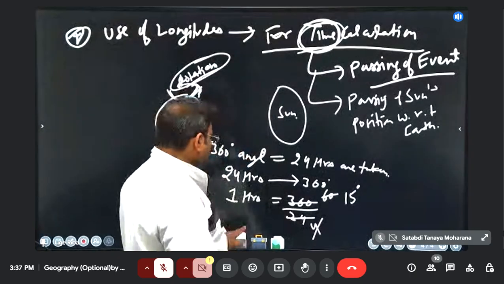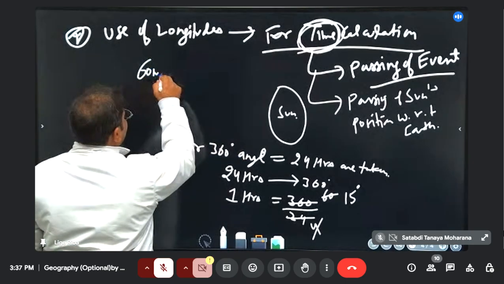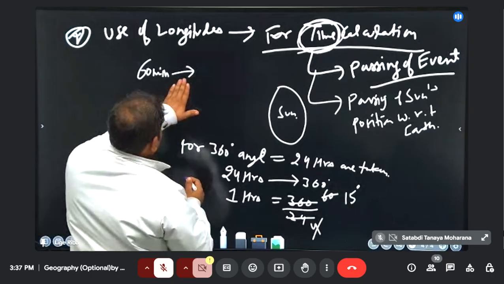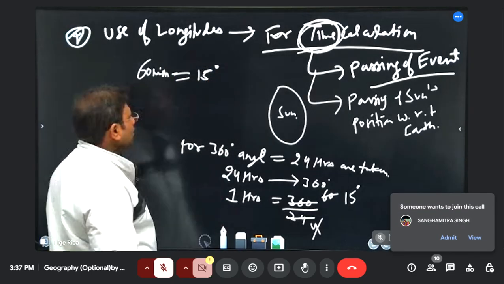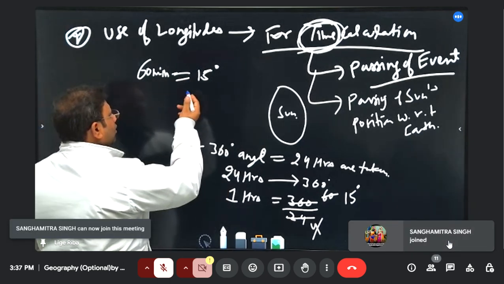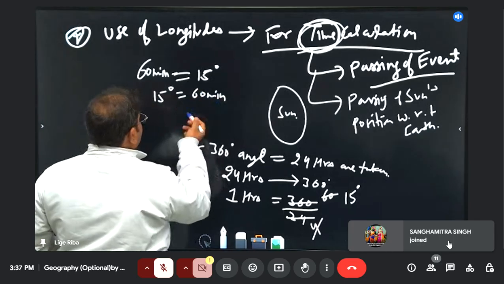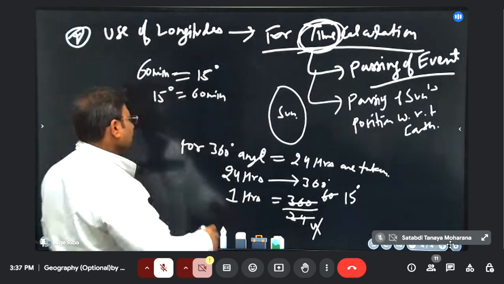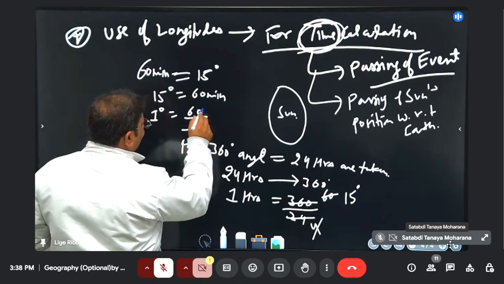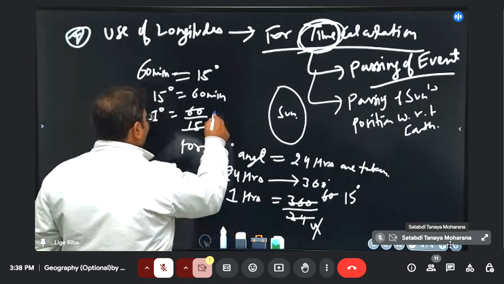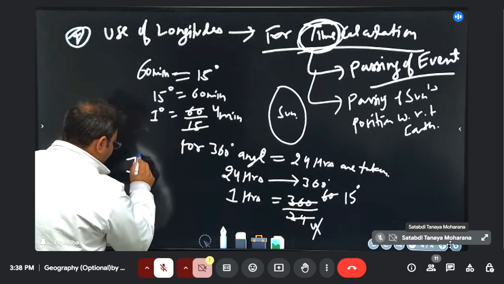Right? What is the meaning of 1 hour? 1 hour means 60 minutes. So in 60 minutes, how much angle is covered? A 15 degree angle is covered. So can you write it in reverse? 15 degrees in 60 minutes. Can you calculate 1 degree in how many minutes? Yes, 1 degree means 60 by 15. If you solve it, it is 4 minutes. Right? So that is the final conclusion.